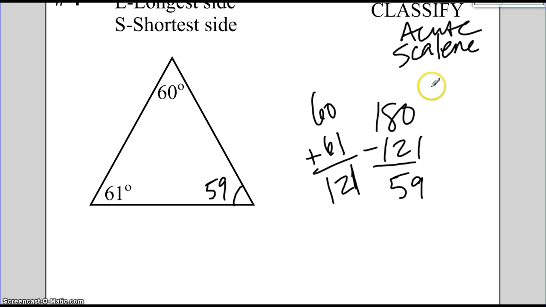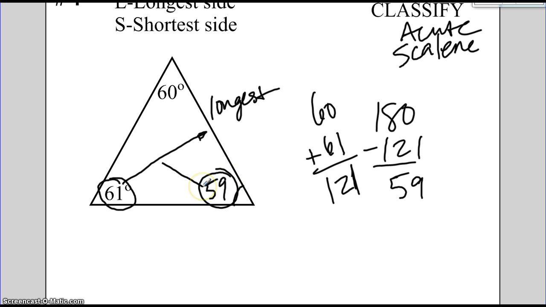Now, what is the longest side? Well, I look for the largest angle, and opposite of that is the longest side. The shortest side is opposite the smallest angle.